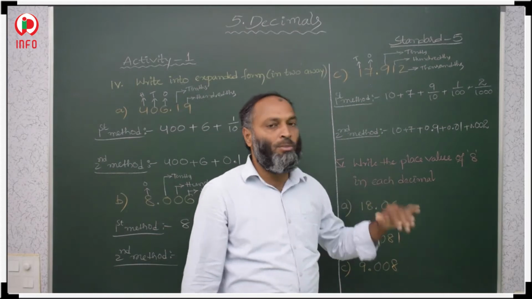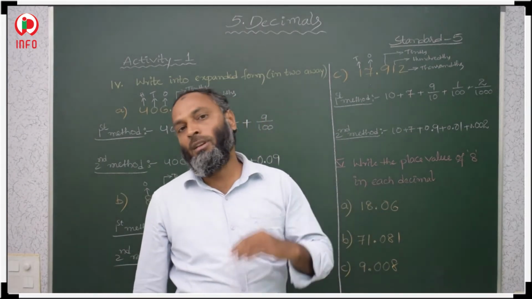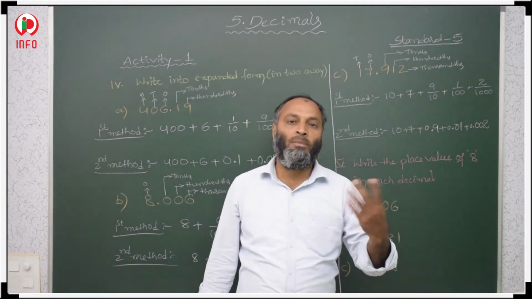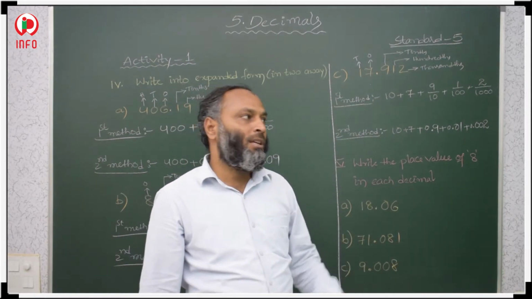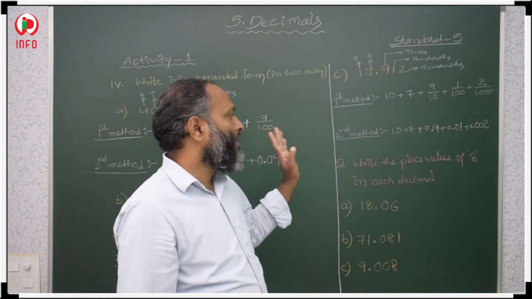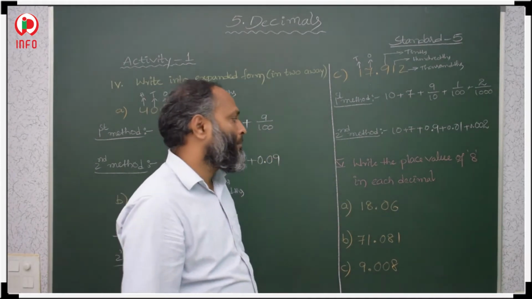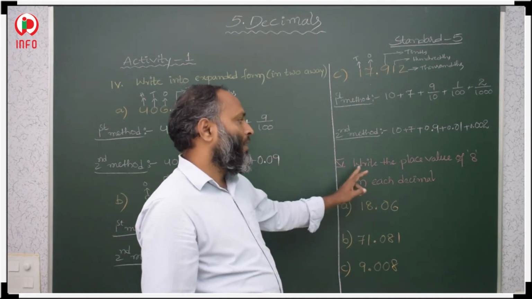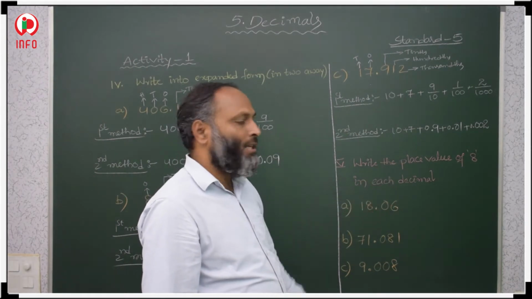If he asks for 2 methods, then you should do 2 methods. Only if he asks for expanded form, any method is fine, so that is your wish. Whichever is easy, you follow that. But the 2 methods you should learn. Okay. Now write the place value of 8 in each decimal.